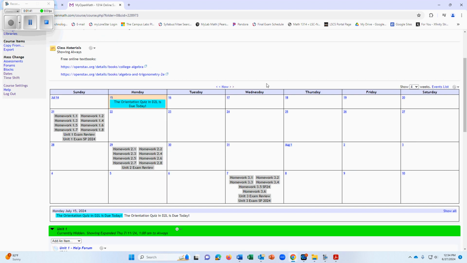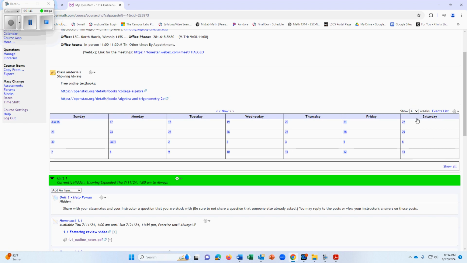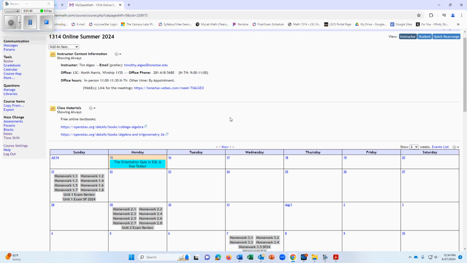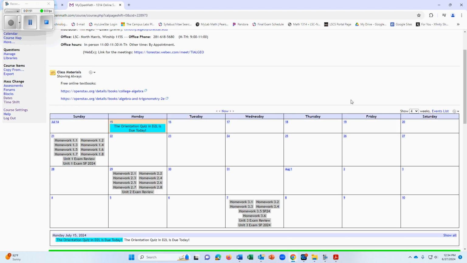And you can see I have a calendar here for our course. Our course technically starts on July 11th, which is a Thursday. It's kind of a weird day to start. You can see here I've got all the homeworks. These are the actual due dates for these different units. And then you'll notice in blue there is an orientation quiz that you'll need to take in D2L by Monday the 15th. That'll be really important, so we'll definitely go over that in a moment also.